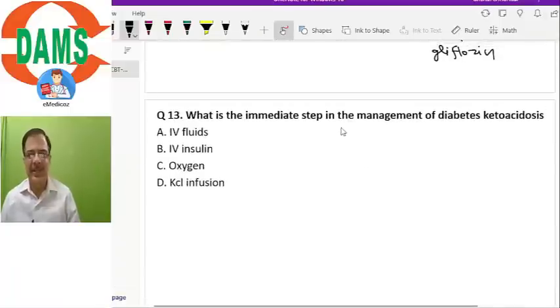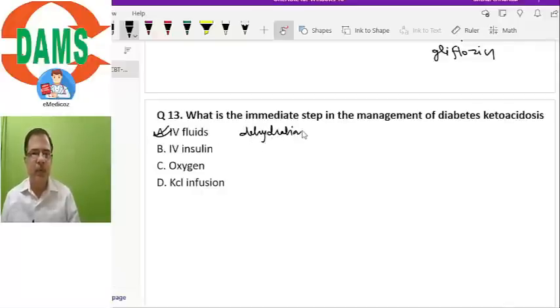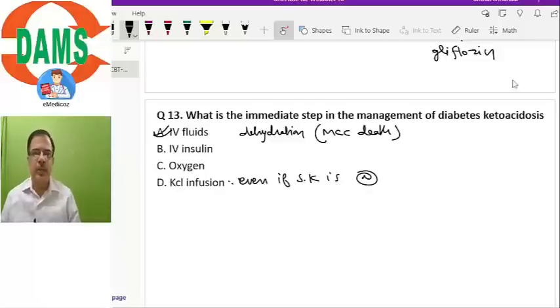What is the immediate step in the management of diabetic ketoacidosis? So the immediate step is always IV fluids, because dehydration is the most common cause of death in diabetic ketoacidosis, and it will be immediately followed by insulin plus KCl infusion. So KCl infusion is given because insulin causes hypokalemia, so it is given even if serum potassium is normal. Even if it is normal, it should be given, because insulin will cause the intracellular shift of potassium.